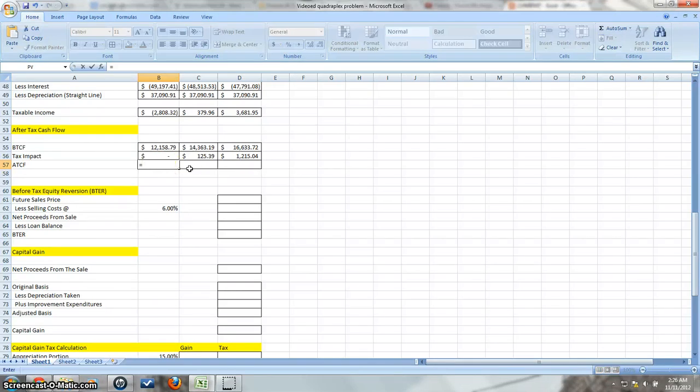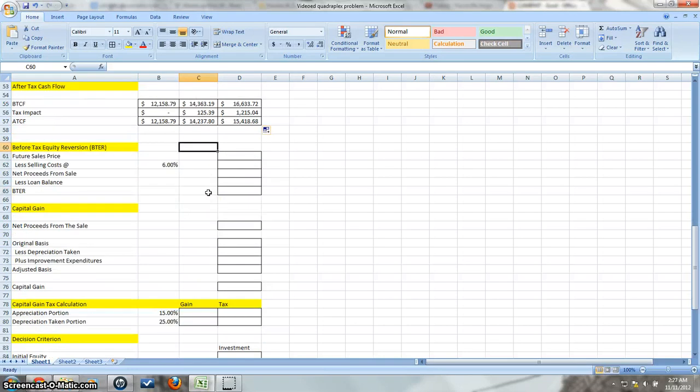So if we take this value and subtract the tax impact, the before tax cash flow minus the tax impact, we get the value to put in there. And voila, you have your after-tax cash flow.